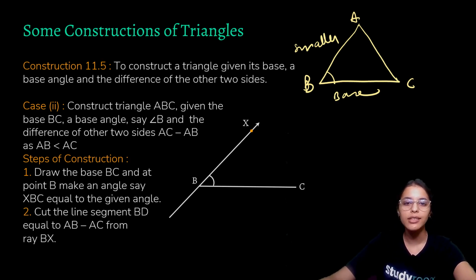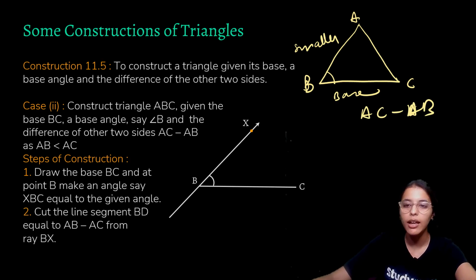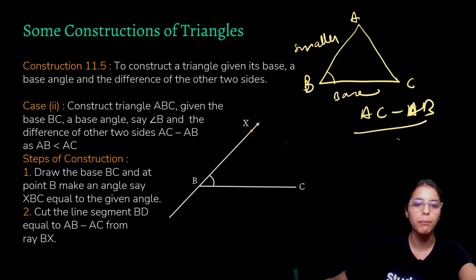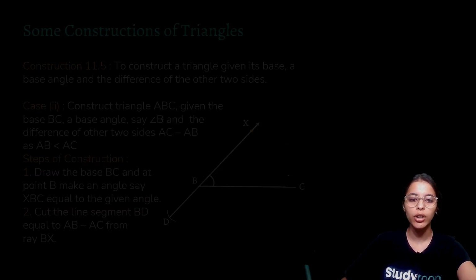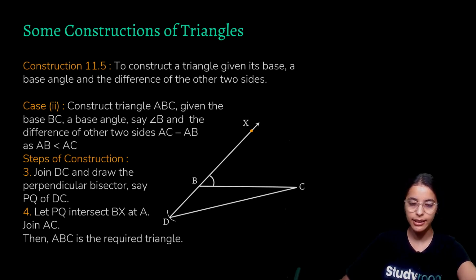Now, as we have previously done, we'll measure AC minus AB by the compass and put the needle of the compass at B. But now we'll not intersect the ray over here, we'll move it backwards and intersect it over here, as it is done over here. And we'll mark this point as D and then join DC.